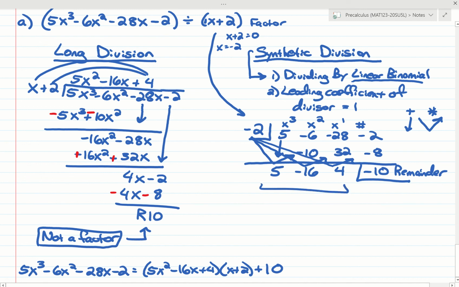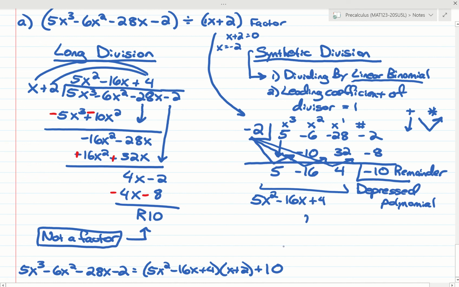This is going to be called a depressed polynomial. The reason why it's called depressed is that's a mathematical term to say 1 degree lower than the dividend. So if you look at our original problem, it says 5x to the third. So we're not going to say 5x to the third here. We're going to say 5x to the second. Drop it down 1 degree to get 16x. Drop it down 1 degree just to get the 4. And then we do have the remainder of -10.